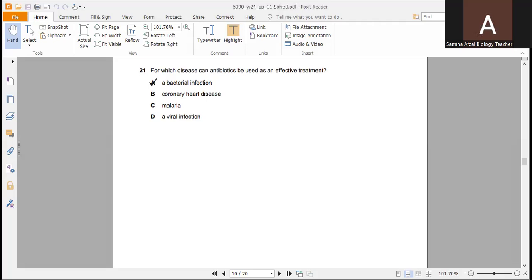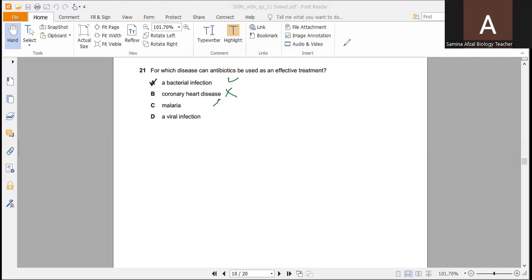The other options, which are not correct: the coronary heart disease. A coronary heart disease is caused by a buildup of plaque in the arteries that supply blood to the heart. So to treat this coronary heart disease, there is the requirement of a different approach, often involving lifestyle changes, medication, or procedures to open blocked arteries. And so this is not the correct option.